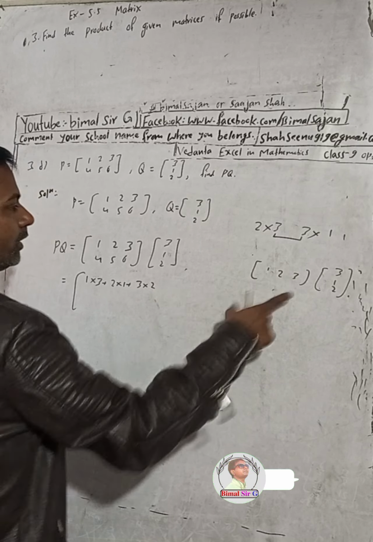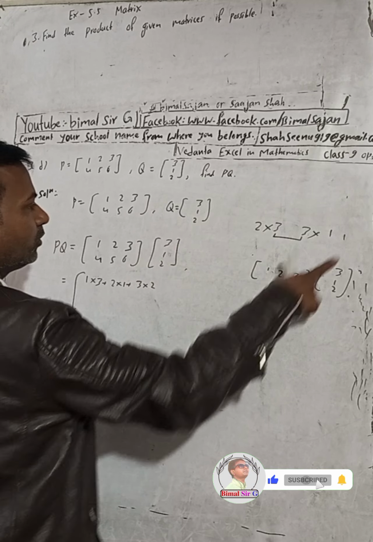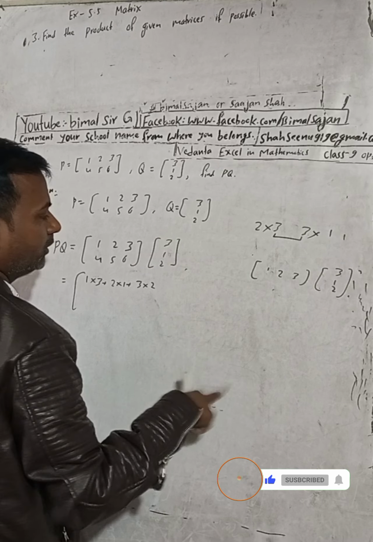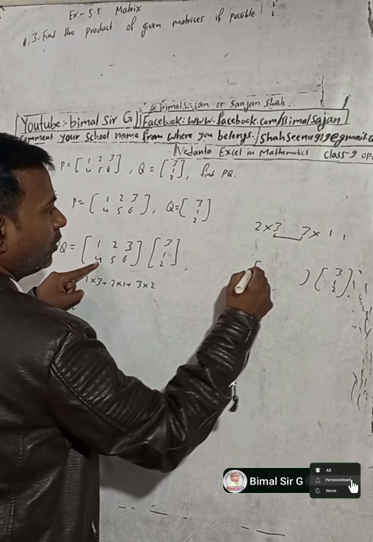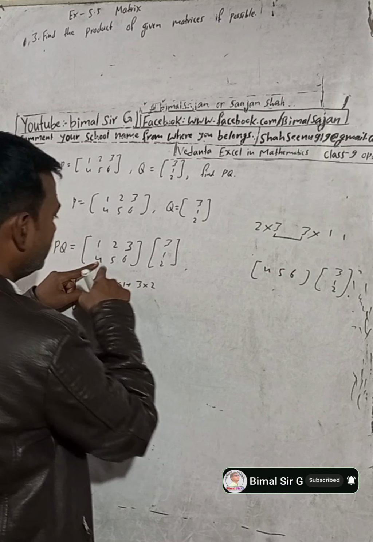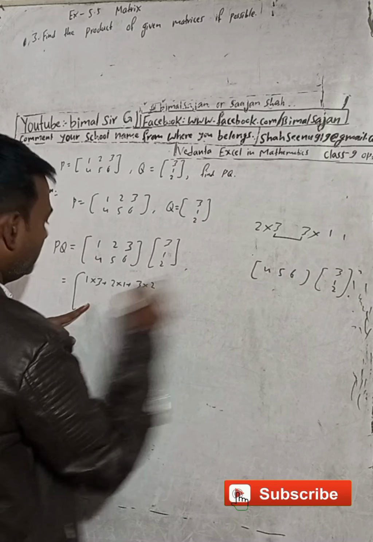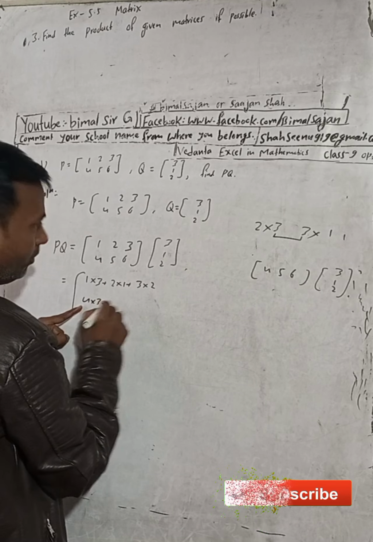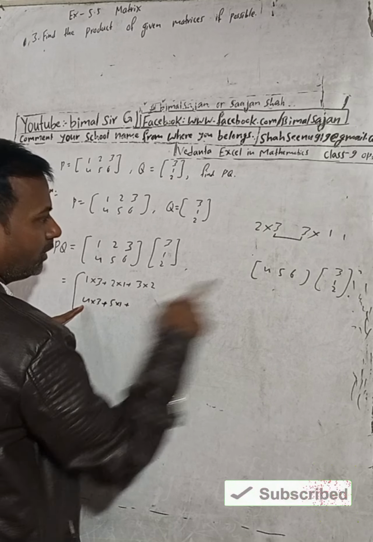Now there is no other column, it is a single column. Now the next row is 4 5 6, so this row will be written down. So 4 into 3 plus 5 into 1 plus 6 into 2.